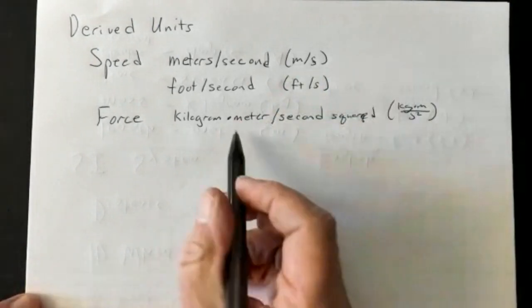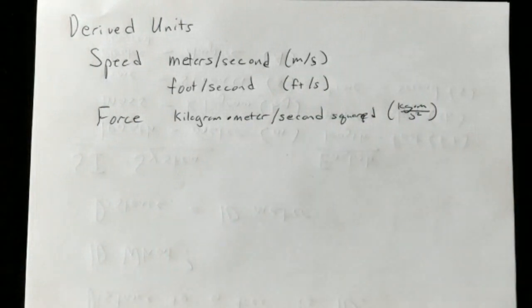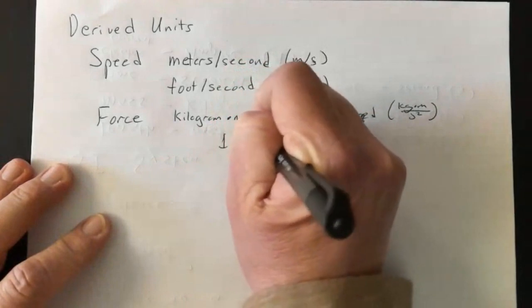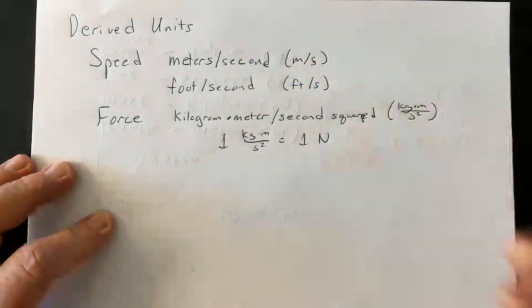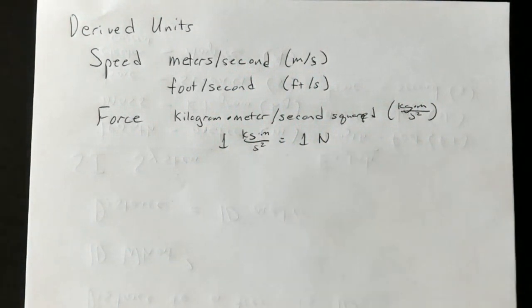Now, this is used so often that it's given its own special name. It's given a name to honor a very important scientist, in this case Isaac Newton. It turns out that 1 kilogram meter per second squared is equal to 1 Newton, and this is something you will use later in this class.